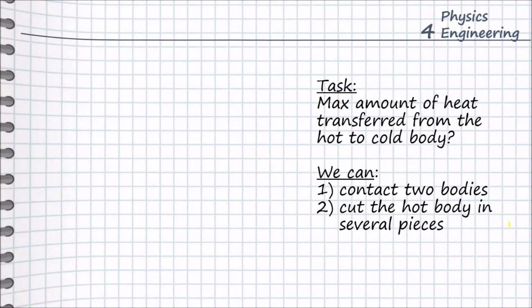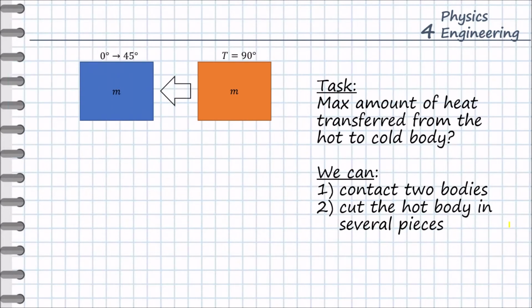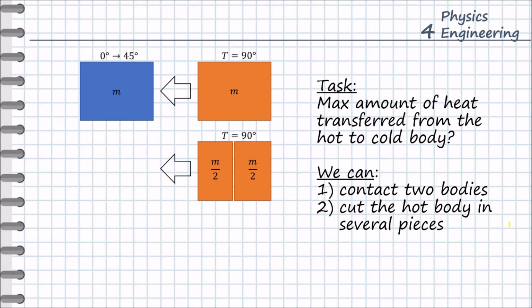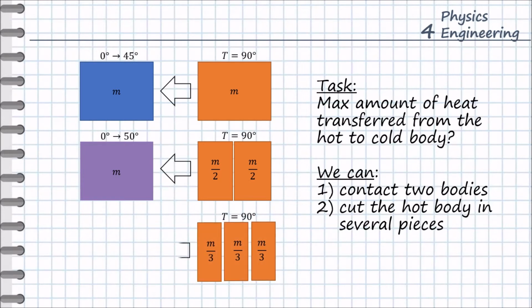If we do a quick summary, if we have one body and we want to transfer the whole heat to the cold body just by contacting the hot body with the cold one, then we can increase the temperature of the cold body from 0 to 45 degrees. If we now cut the hot box in two pieces and contact them to the cold body one by one, then we can heat the cold body to 50 degrees. This is what we just solved. We didn't solve it today, but if we cut the hot body into three pieces, then we can heat the cold body to 52 degrees.